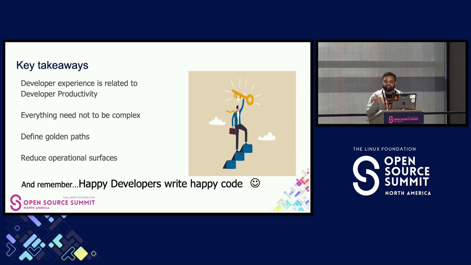You need to identify and define the golden path. What are the steps your developers need to take in order to deploy the software to production? And then think about how you can reduce the operational surfaces so that developers don't need to hop from place to place. And always remember, happy developers write happy code.